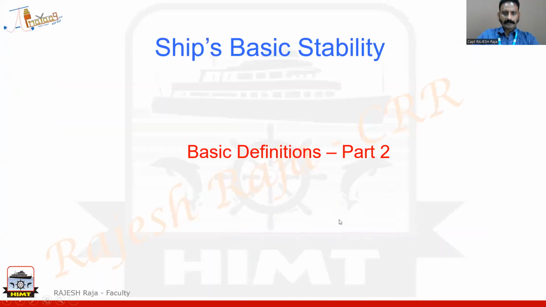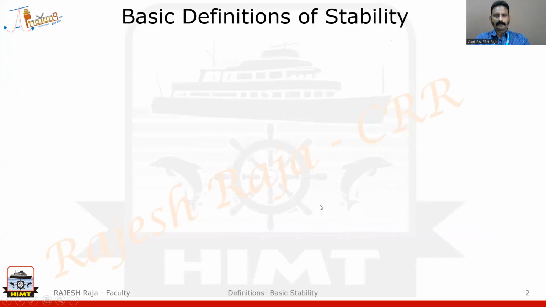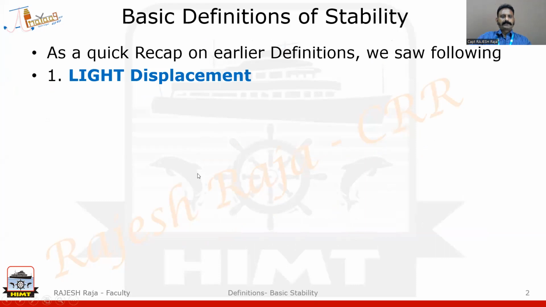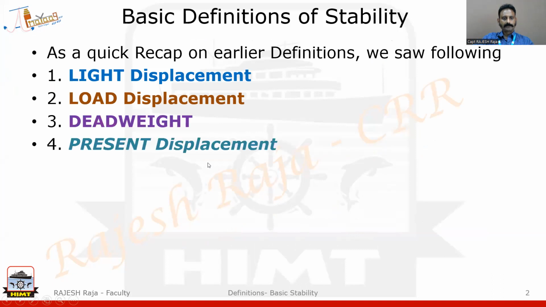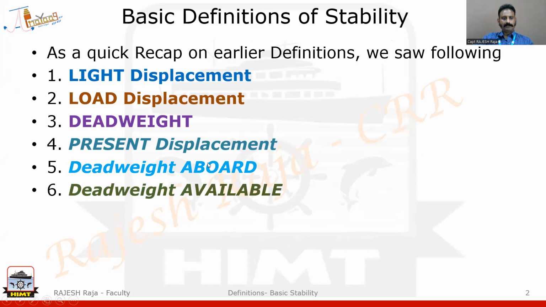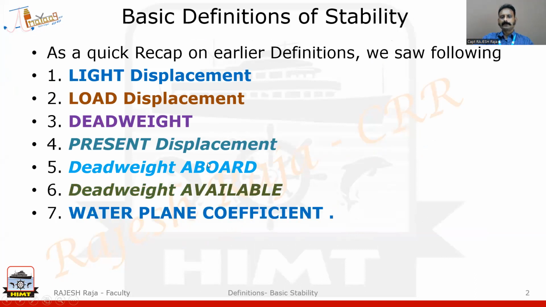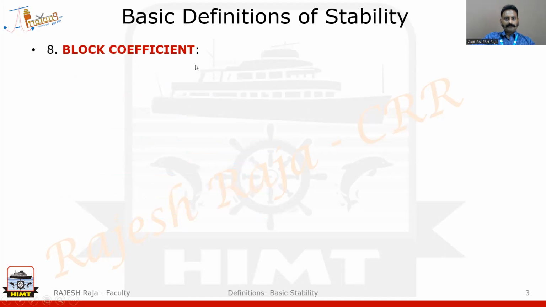As a quick recap of what we have finished last time, you can see we did light displacement, we did load, dead weight, present dead weight, aboard, available, and the last one was your water plane coefficient. So these were the 7 definitions which we finished. Let us continue with a few of them today, and whatever remaining I'll go as part 3. Let me start off with the 8th definition, which is called block coefficient.